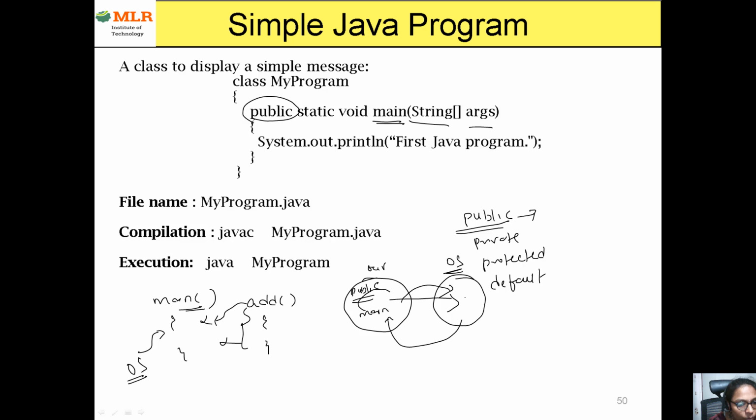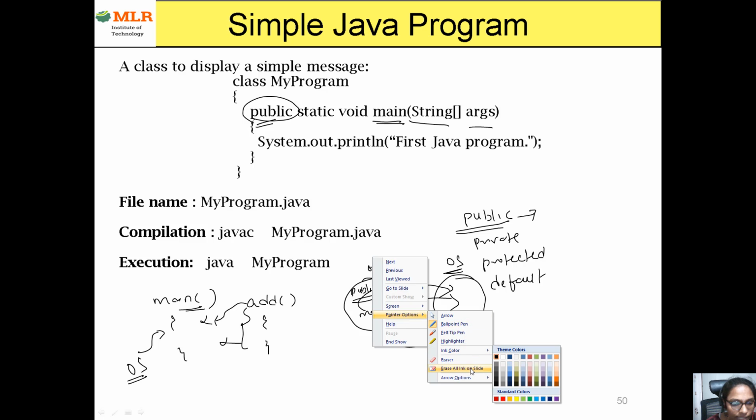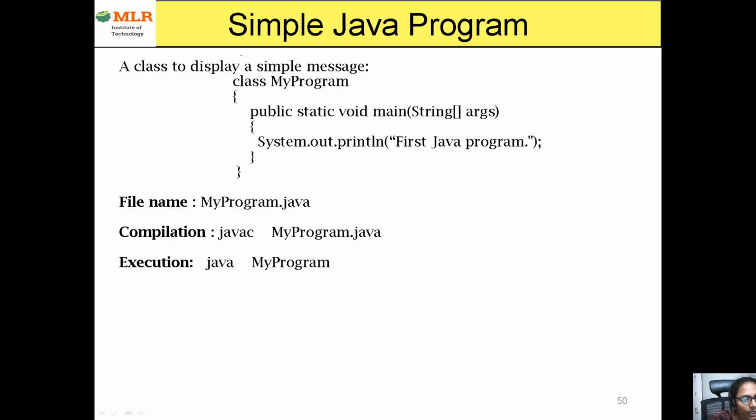So if it wants to call this function, I should declare my function as public. Then only the operating system can access that. Next keyword is static. Why are we declaring our main method as static? I told you that if I simply write a class, nothing will happen. For this class I should create an object. If I have an object, then only I can call the methods which are available in that class.